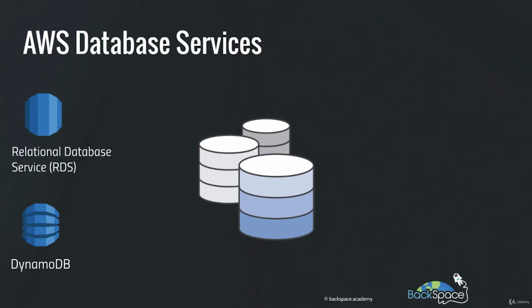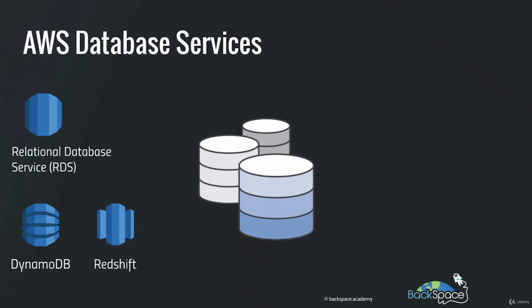Amazon DynamoDB is AWS's NoSQL database as a service. It's a serverless service like Amazon S3, and as such, you don't need to worry about the underlying infrastructure behind it. AWS takes care of everything for you, and it provides high-speed, extremely low latency performance.